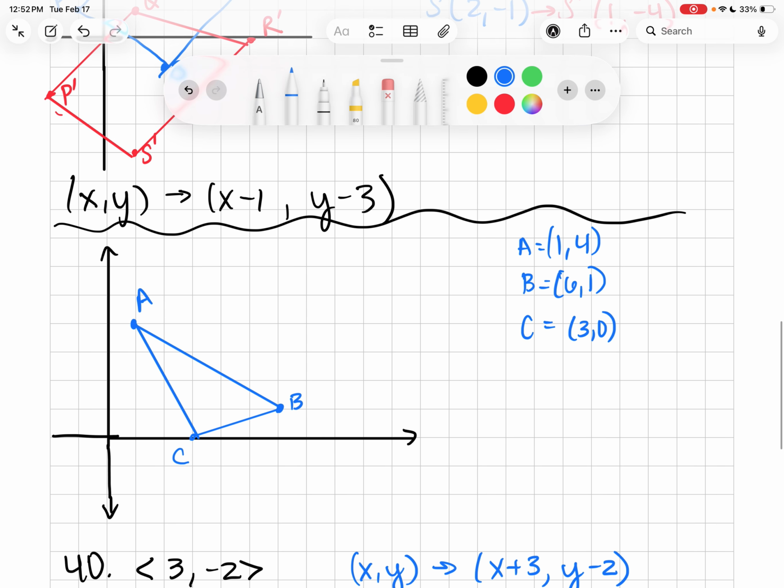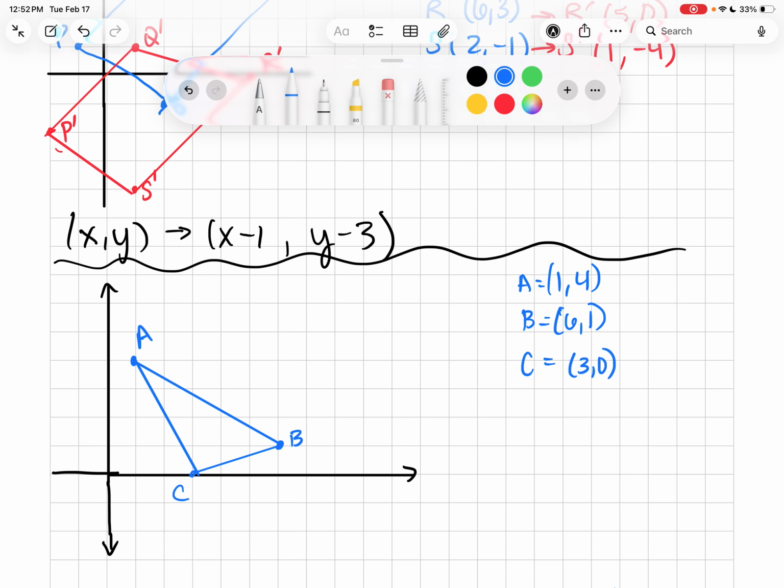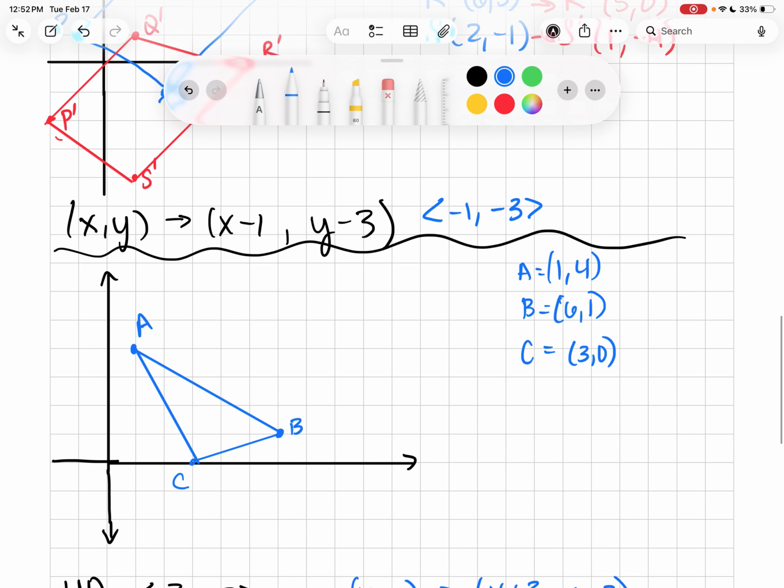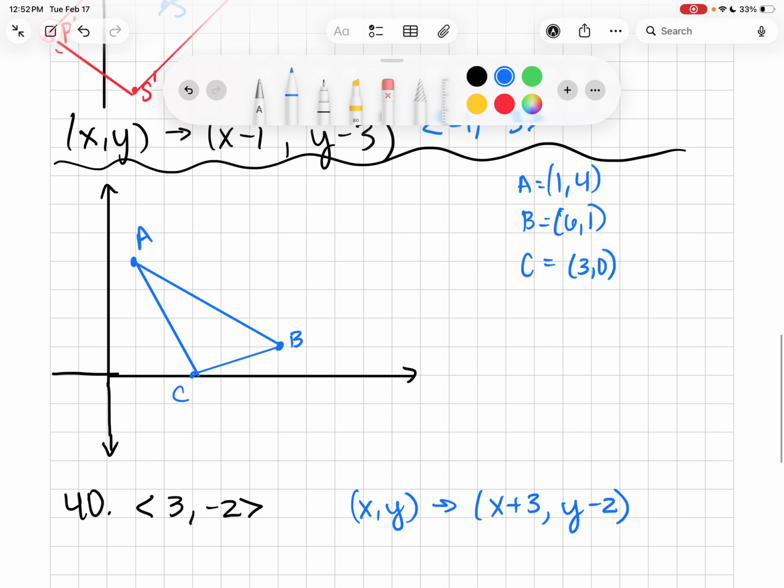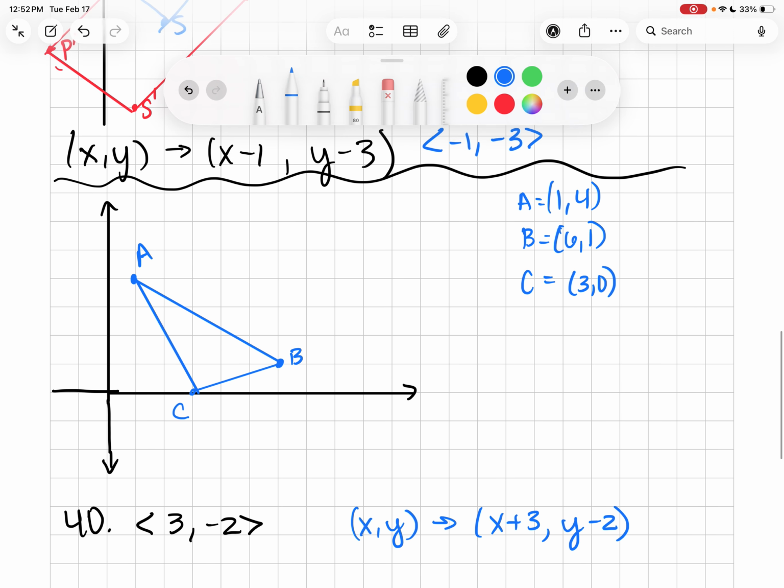If I wanted to go back up here and write this one in vector form instead, my vector form would just be <-1, -3>. Okay, so just so that you see the two different forms. So they want me to take every point and translate it. I don't have to tell them where all the points are. I will write them over here, but I'm just going to translate them over.